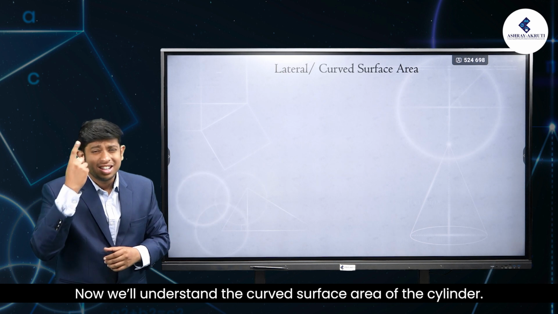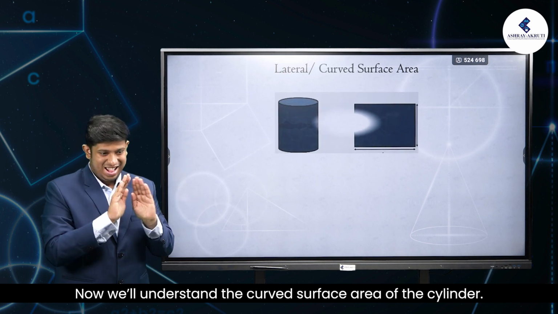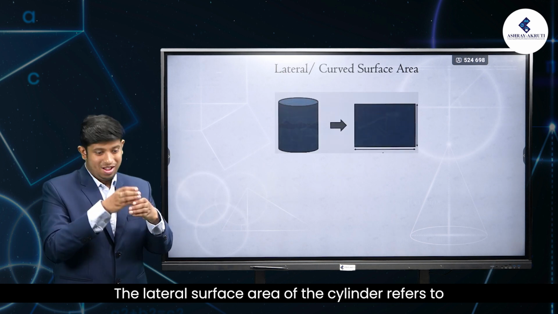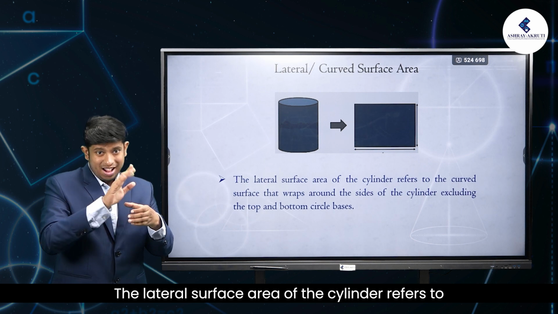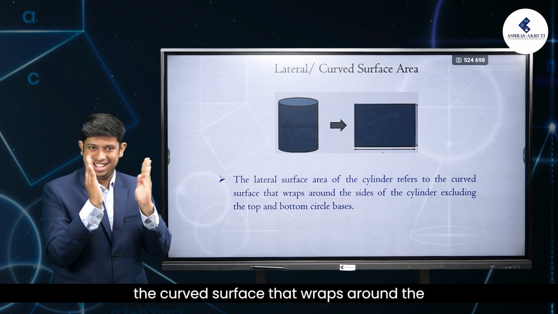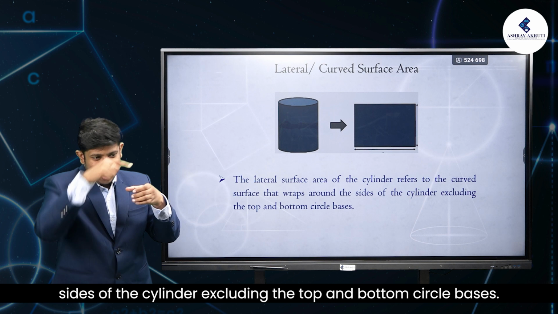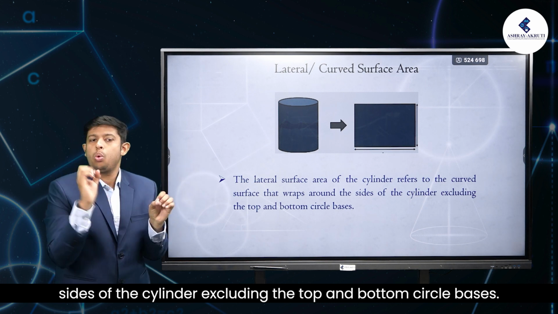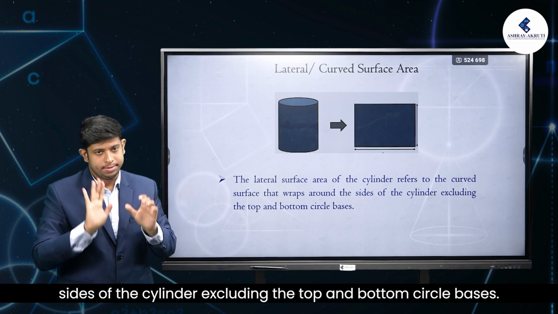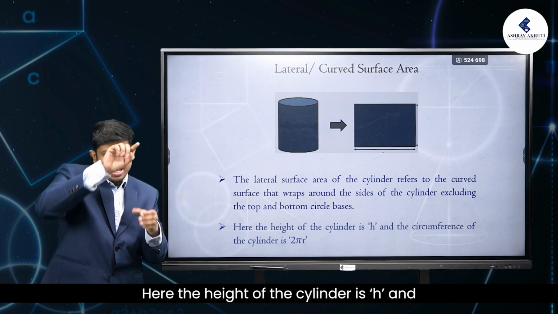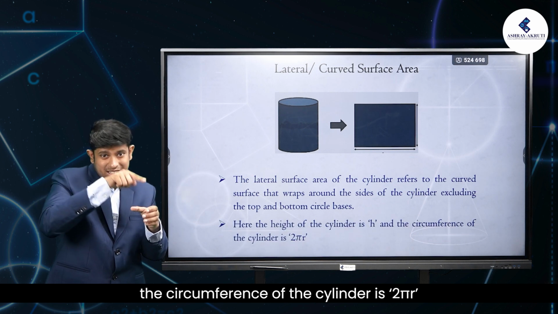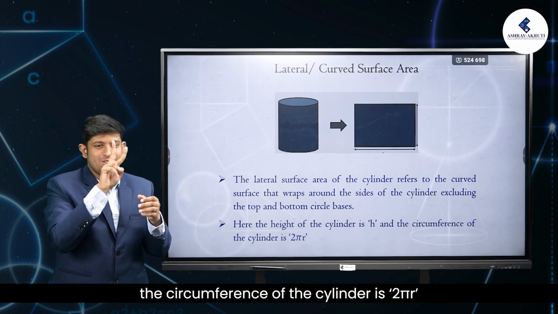Now we will understand the curved surface area of the cylinder. The lateral surface area of the cylinder refers to the curved surface that wraps around the sides of the cylinder, excluding the top and bottom circular bases. Here, the height of the cylinder is h and the circumference of the cylinder is 2 pi r.